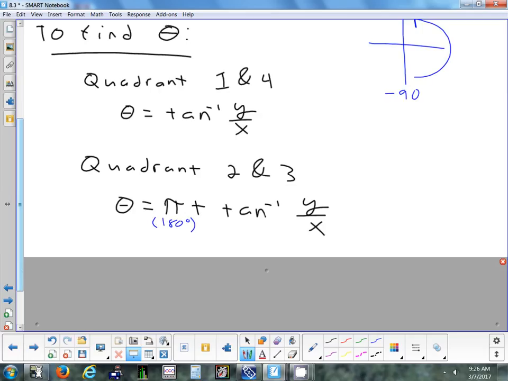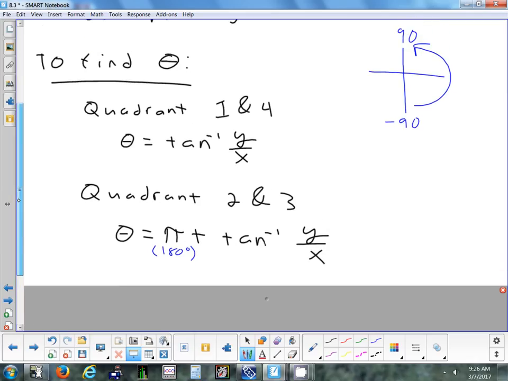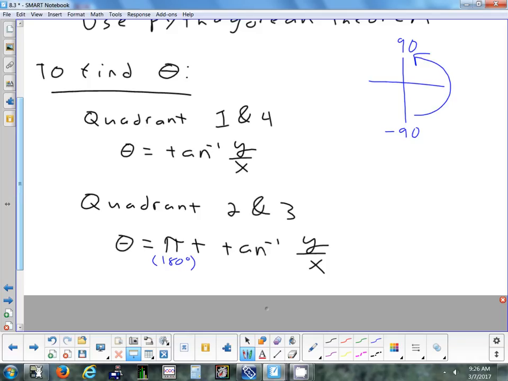Okay, so to find r, use the Pythagorean theorem. To find theta, it's inverse tangent of y over x if you're in quadrants 1 and 4, or 180 plus inverse tangent of y over x if you're in quadrants 2 or 3. But this still doesn't cover everything that could happen with your angles. It covers quadrants 1, 2, 3, or 4. Where else could you be?